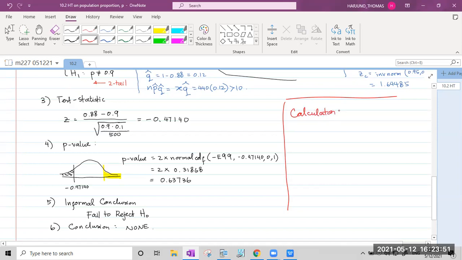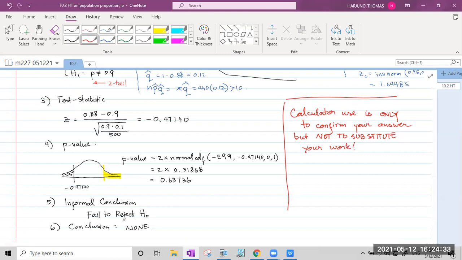If we want to use the calculator, the calculator use is only to confirm your answer, but not to substitute your work. I require that to be done in these 6 steps. Okay. Now, if you use the calculator, what do you need to do?